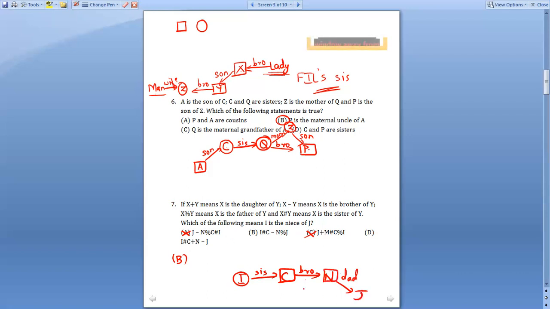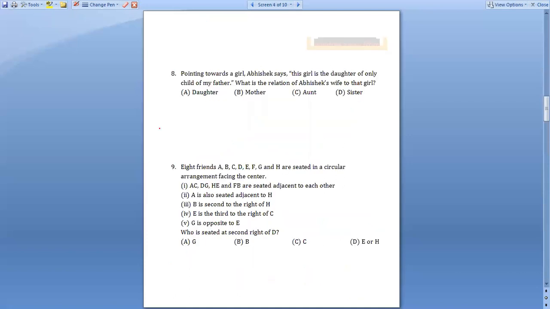I is niece of J? Definitely not. In this relation, I belongs to the upper generation. So I is not niece of J here. So it is not option B. The only option left out is option D. So option D is correct. You can verify this on your own. Okay, let's quickly move on to the next question.